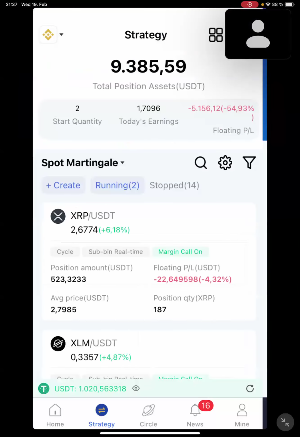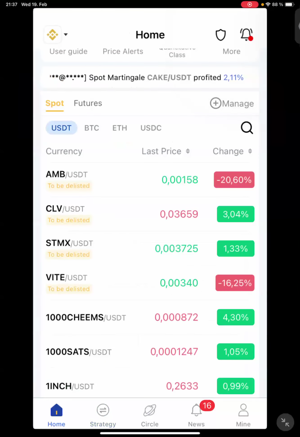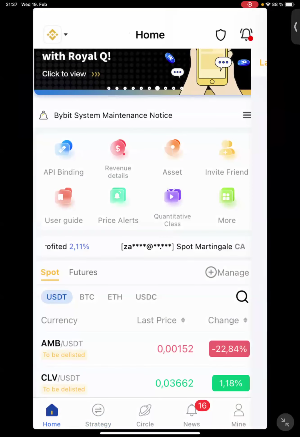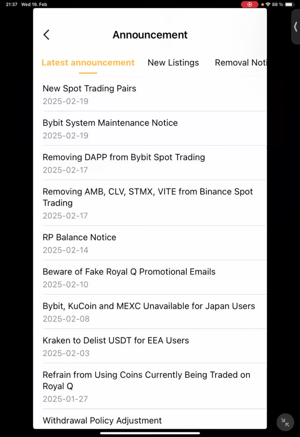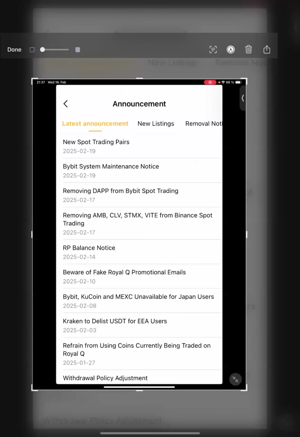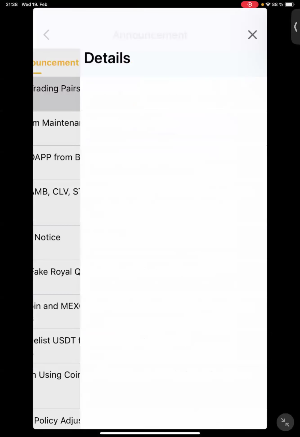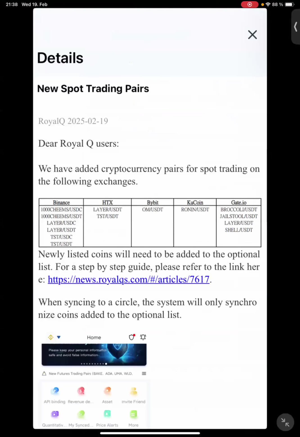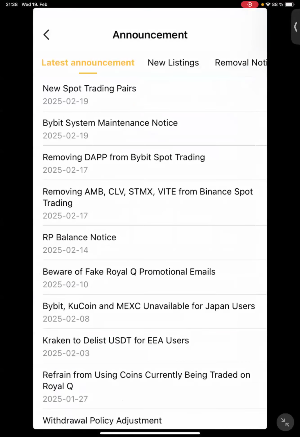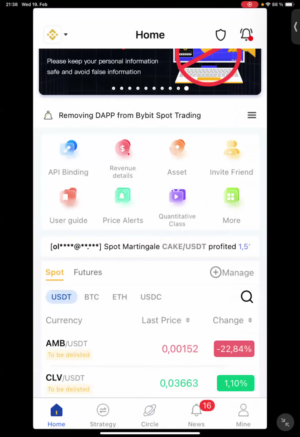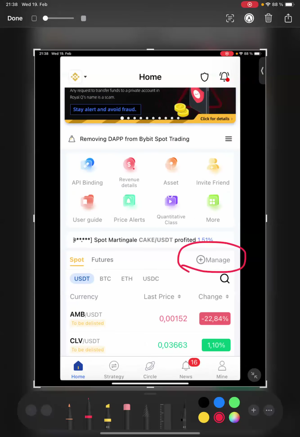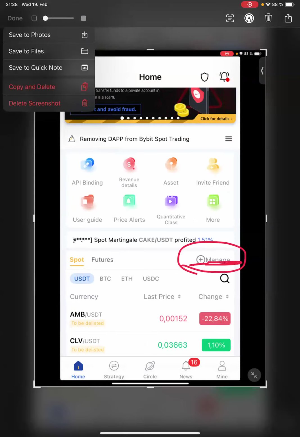So you are talking of the adding up of coins, okay? Yes, so on the RoyalQ app, when you go to the announcement, you see today is 19th of June, new trading pairs on spot. We trade on the spot. So you would see, okay, Binance has 1, 2, 3 coins that have been added, HTX 2 coins, Bybit 1 coin. If you want to add, you just go to manage. That's the plus sign. Some of you will not see manage, you only see plus. It's still the same. You tap on it.